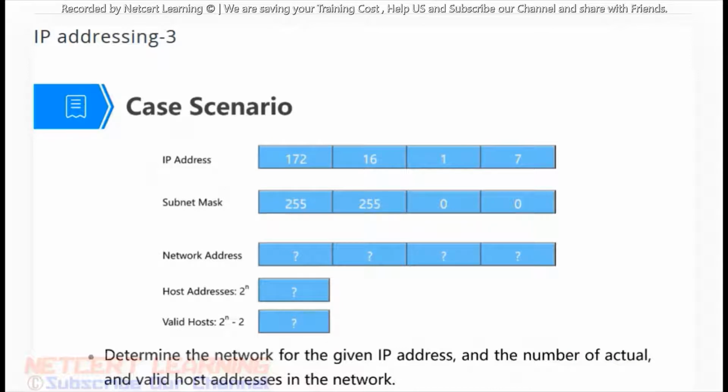Then we have a case to practice. This is the IP address and this is the subnet mask. We know now the subnet mask divides the IP address into two parts. This is the network part, which is 2 bytes, 16 bits long. And the host part is also 16 bits long.